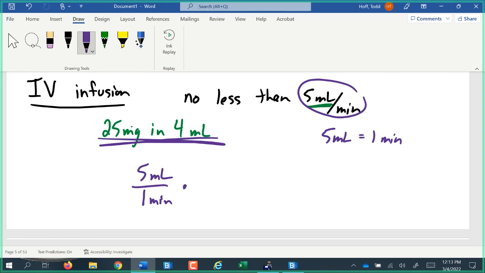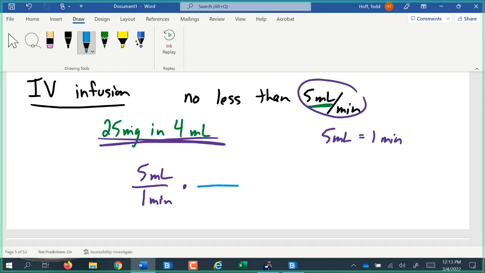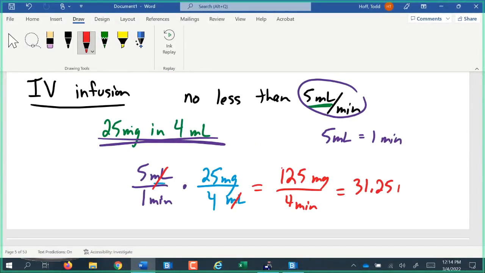We're going to do times here. We'll put in a conversion factor. We need to get rid of milliliters. We'll put that on bottom. That'd be 4 milliliters to 25 milligrams. The milliliters cancel out. 5 times 25 is 125 milligrams. On bottom, 1 minute times 4 is 4 minutes. If we divide that out, that's 31.25 milligrams per minute is the minimum dose. That's the slowest that medication can be infused into the patient.